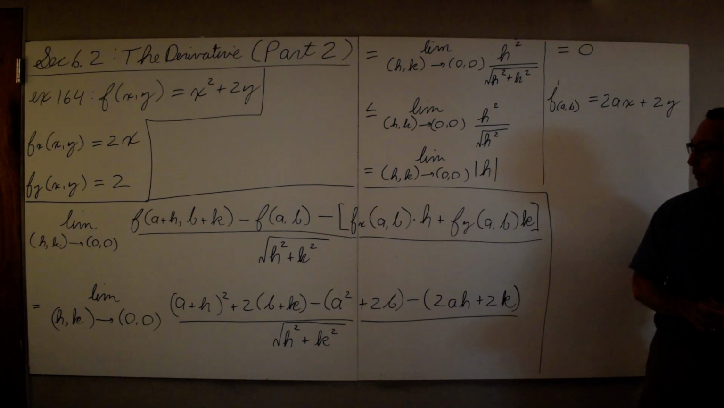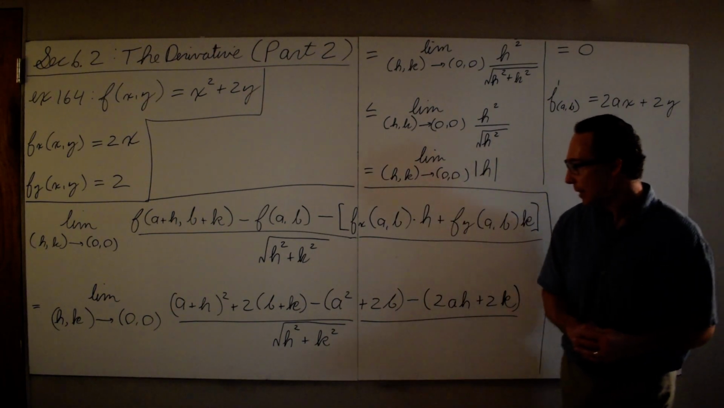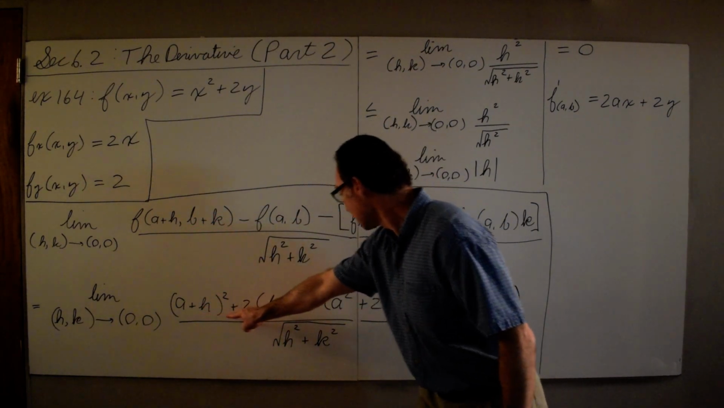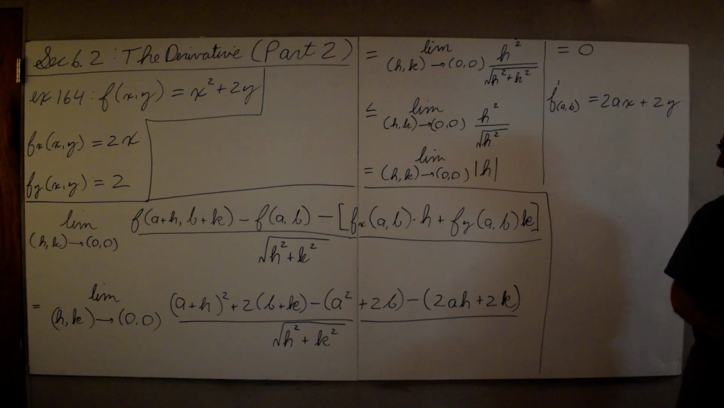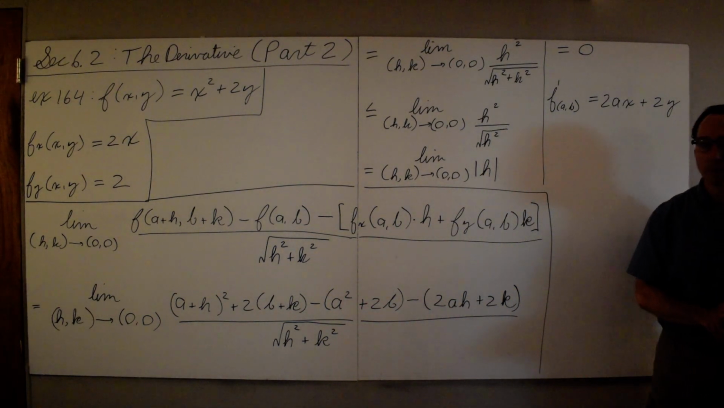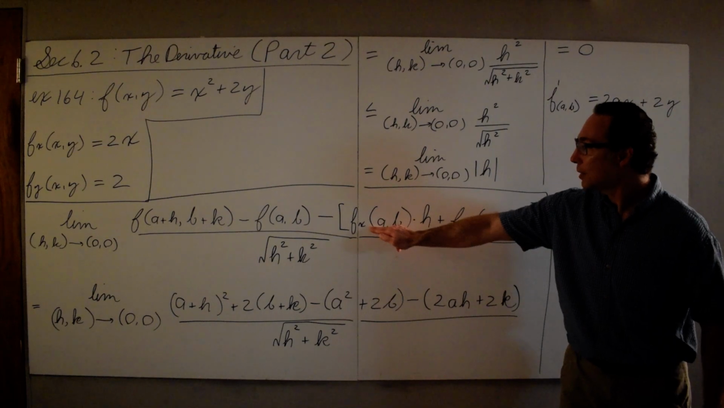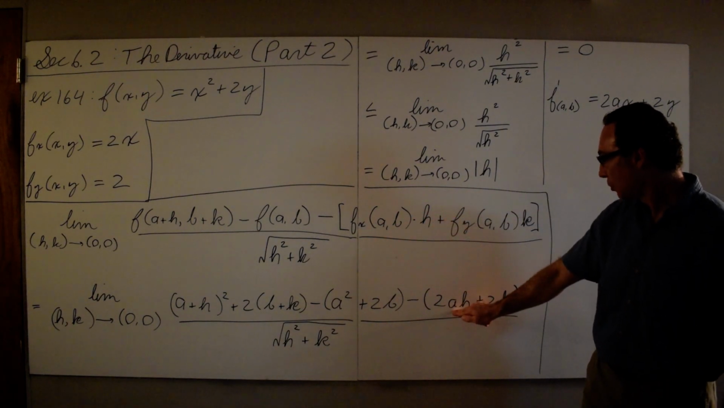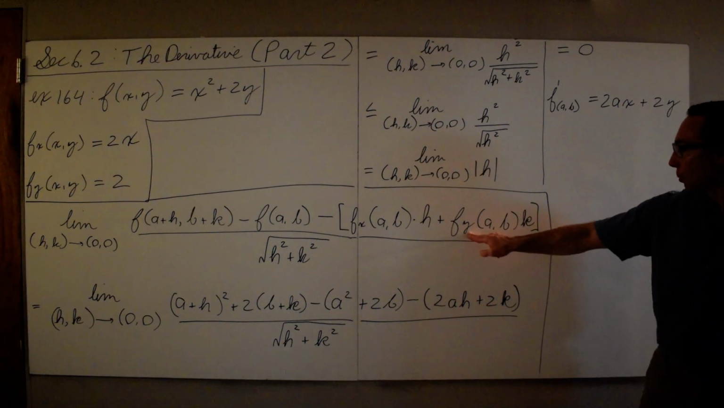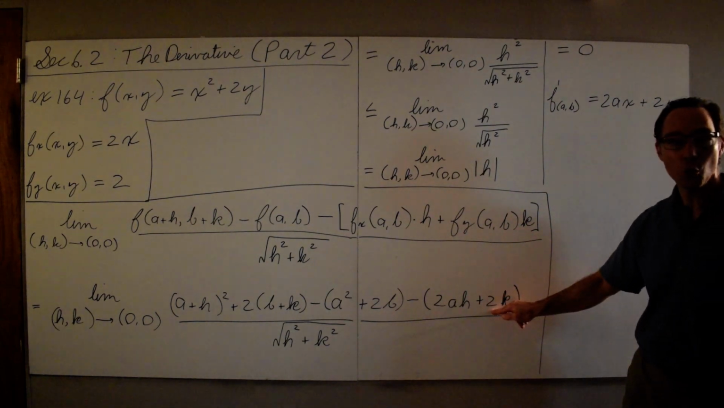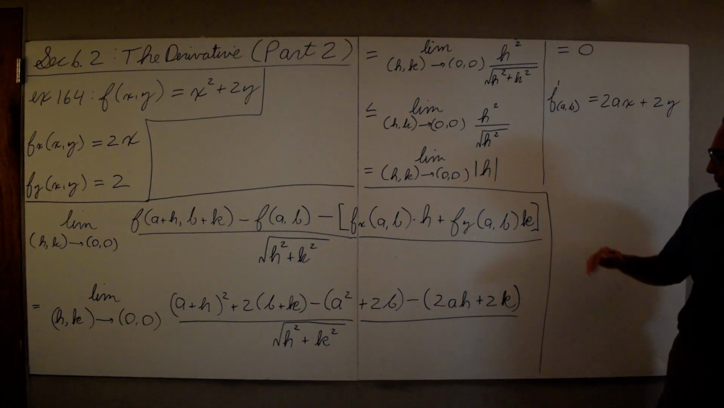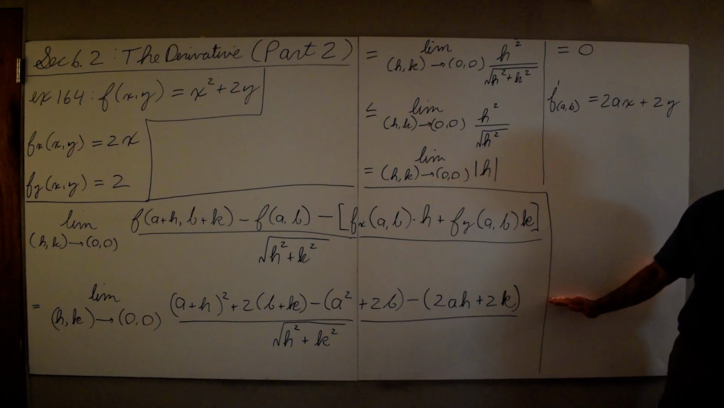Now what we did is we substituted a plus h, b plus k into our function f. So f of (a plus h, b plus k) gives us these two terms, minus f of (a,b). This is the minus f of (a,b) right here. Our partial derivative with respect to x evaluated at (a,b) is simply 2a, and we multiply that by h. And our partial derivative with respect to y evaluated at (a,b) is simply 2, and we multiply that with k. And so we've gone from here down to here.